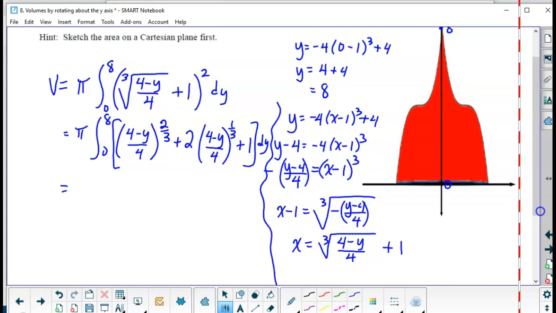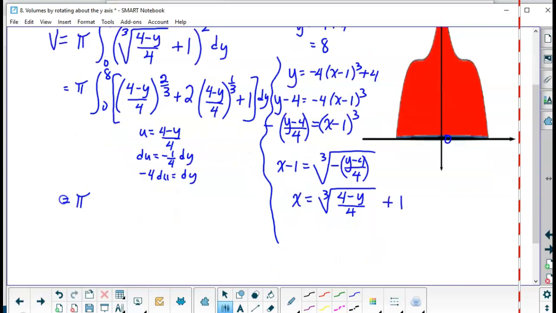Okay. Then integrating here. So really, this is a negative. You can do a substitution if that makes it helpful for you. So a substitution of u equals 4 minus y over 4. So just replace everything there because it's all raised to the 2/3. So then du equals negative 1/4 dy. And then dy is equal to negative 4 du.